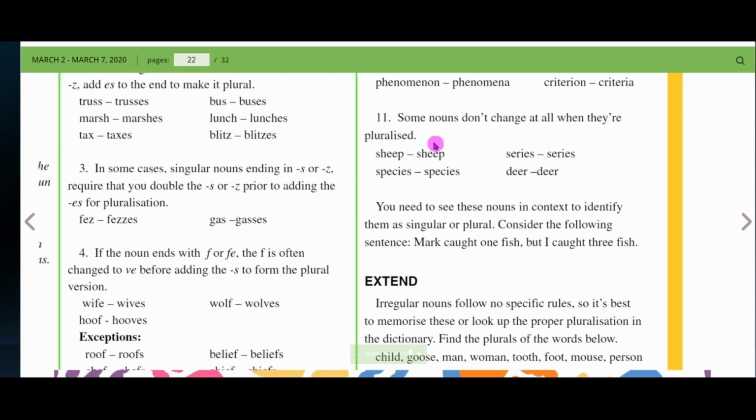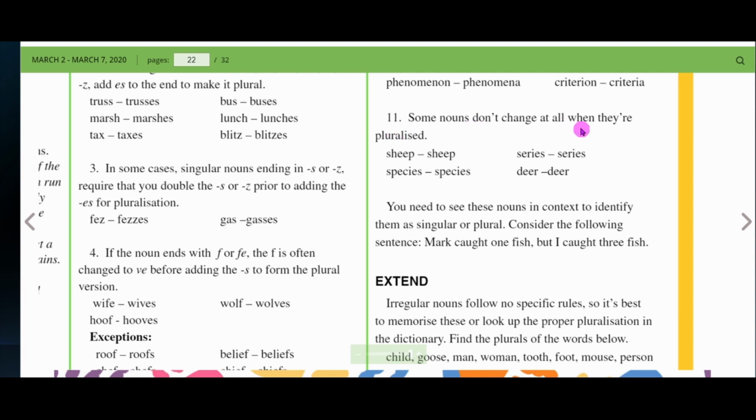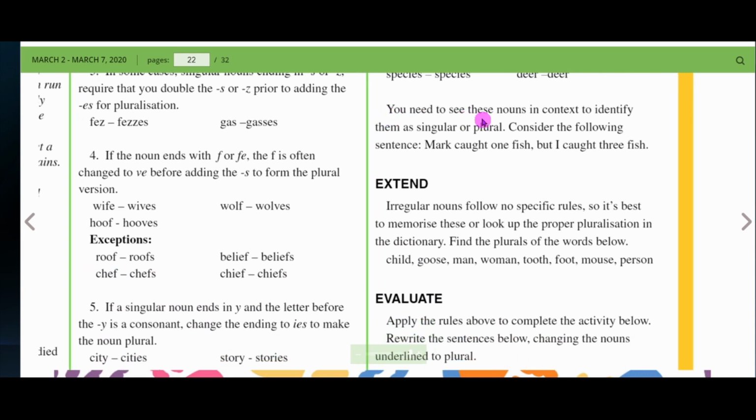Rule number 11. Some nouns don't change at all when they are pluralized. Sheep, sheep, series, series, species, species, deer, deer. You need to see the nouns in context to identify them as singular or plural. Consider the following sentence. Mark caught 1 fish, but I caught 3 fish.